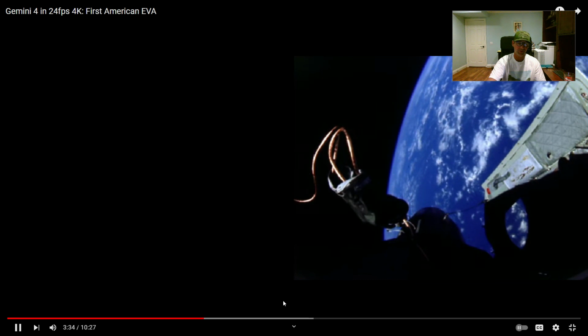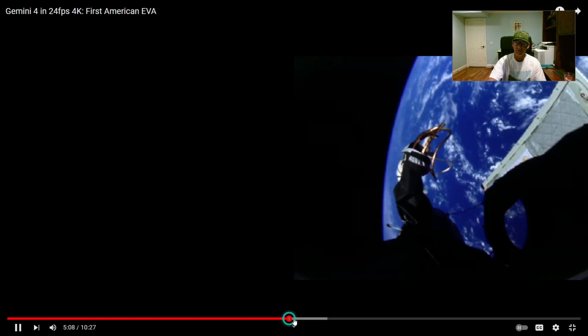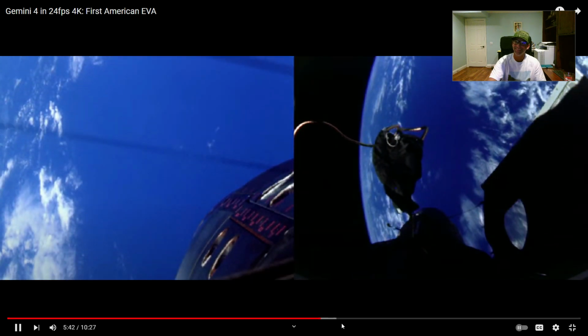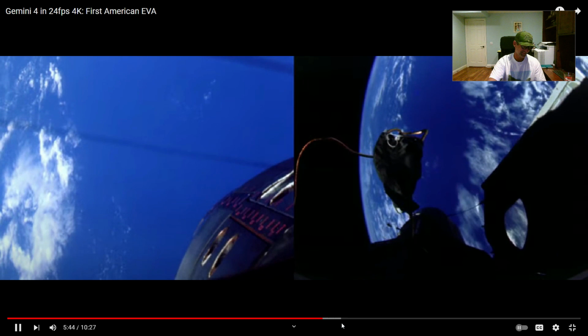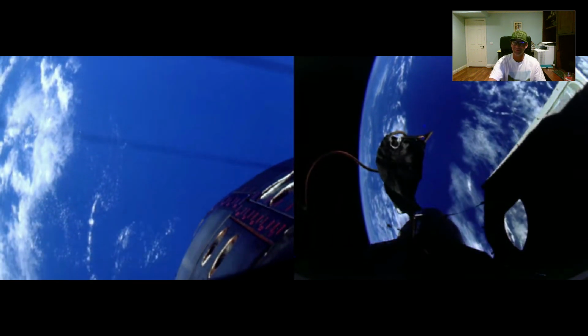This goes on for a while, so let's get it going. It's literally the same thing. All water. Not sure if that's Earth because the Earth has land on it.